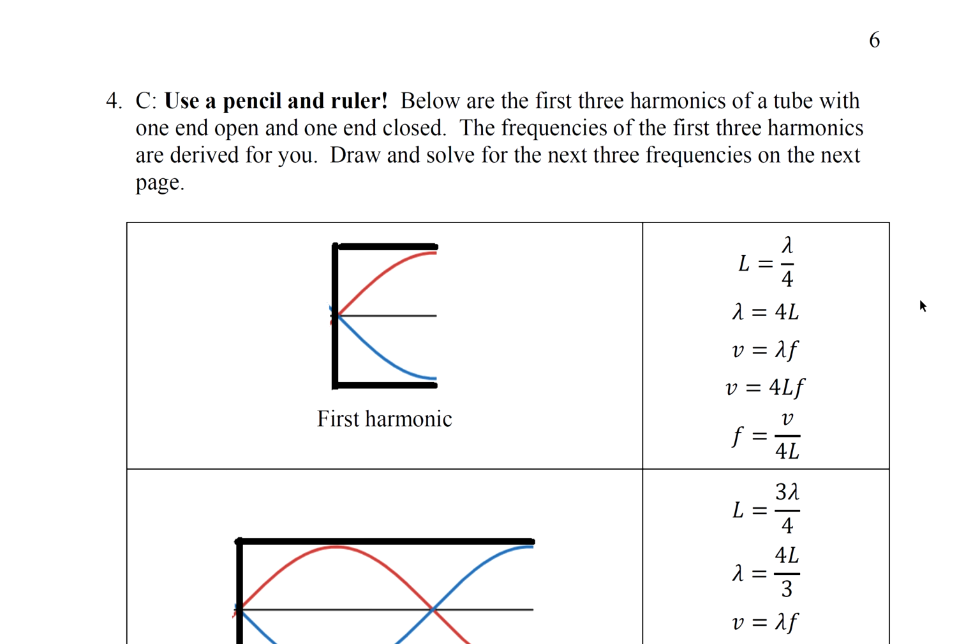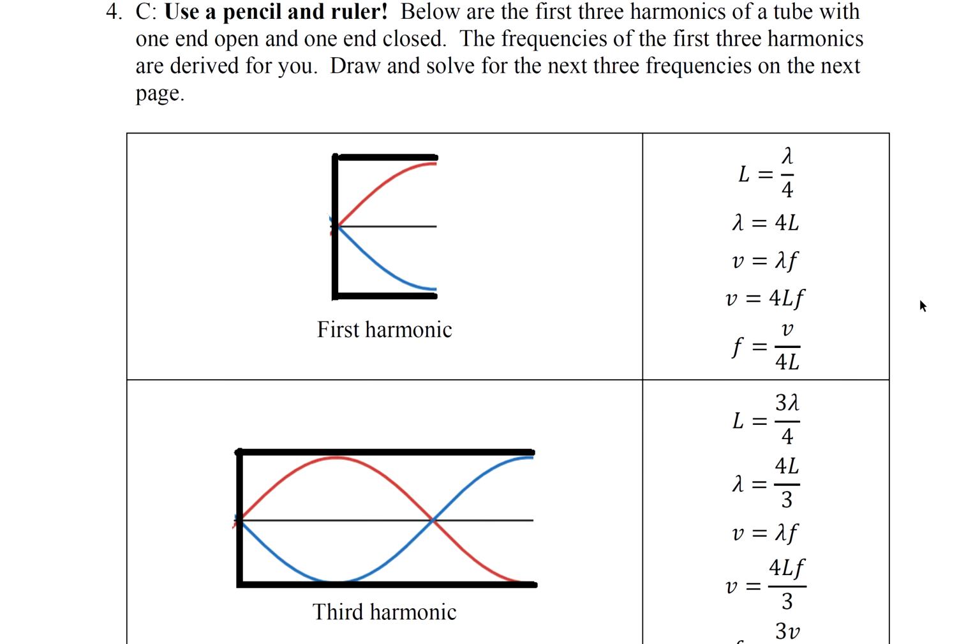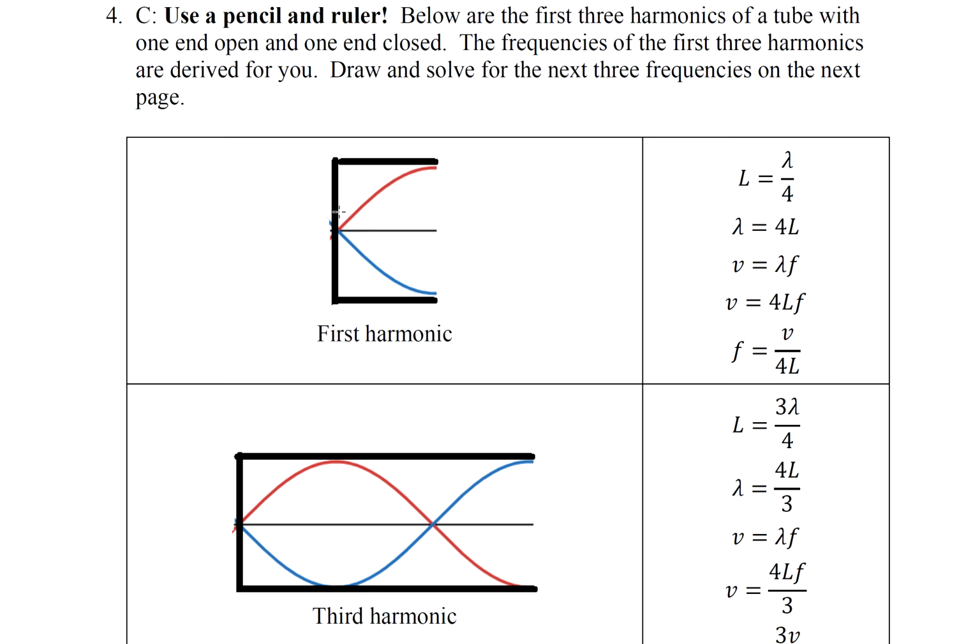Now, question 4. Below are the first three harmonics of a tube with one end open and one end closed. Okay, so let's solve for the frequencies. So when one end is open, we have an antinode. When one end is closed, we have a node.